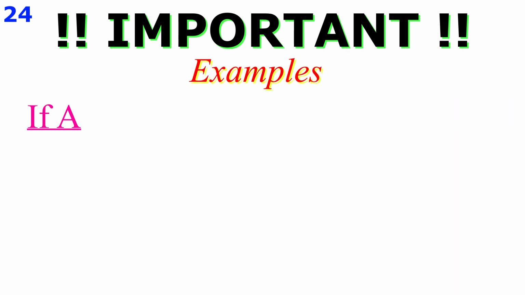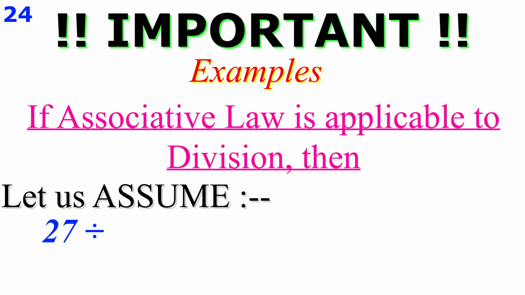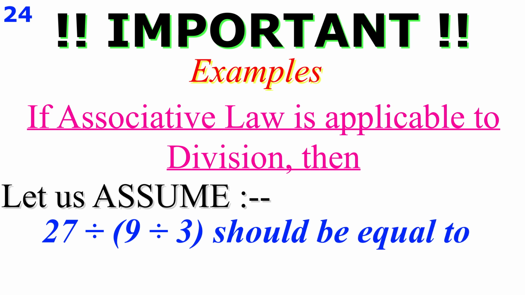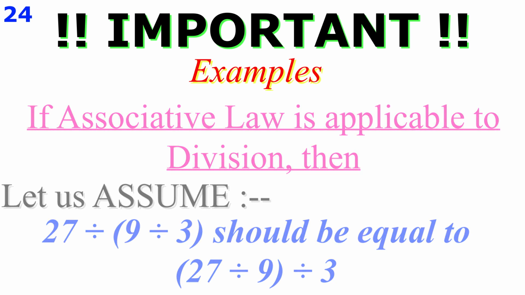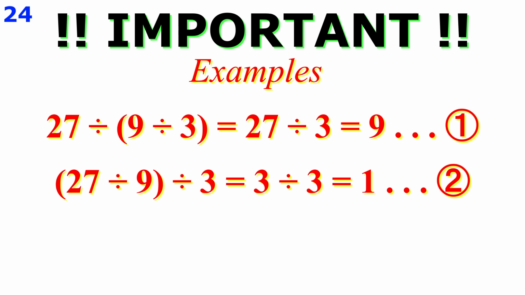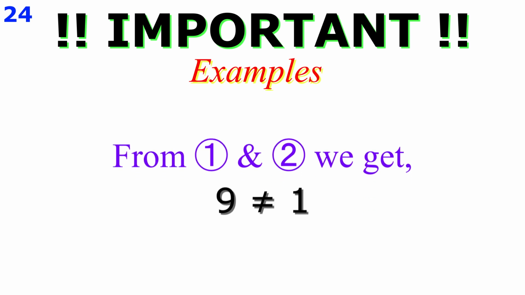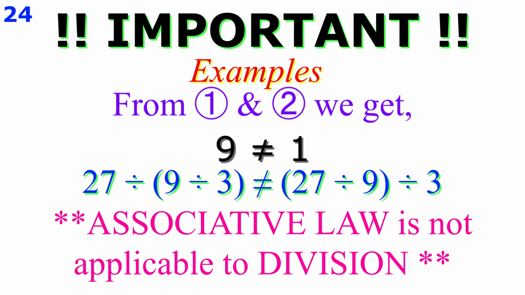Clear? Now division. Suppose 27, 9 and 3 are three integers. Let us again assume that associative law is applicable to division. Follow the screen. And friend, clearly from equations number 1 and number 2, we get that 9 not equal to 1. So friend, again our assumption is wrong.